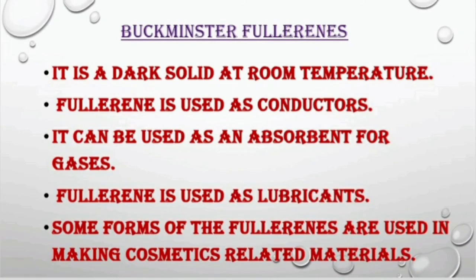Buckminster fullerene is a dark solid at room temperature. It is used as conductors. It can be used as an absorbent for gases. Now, similar to graphite, it is used as lubricants. Some forms of fullerenes are used in making cosmetics related materials.